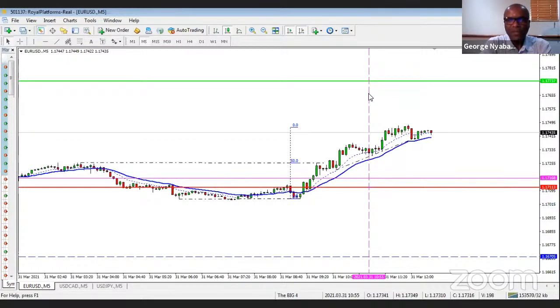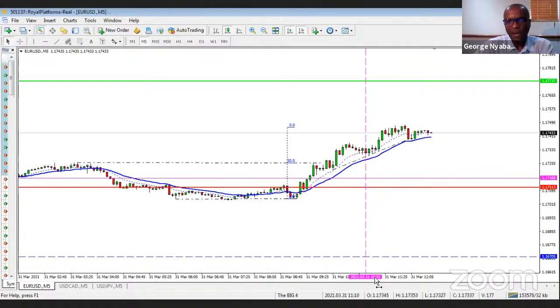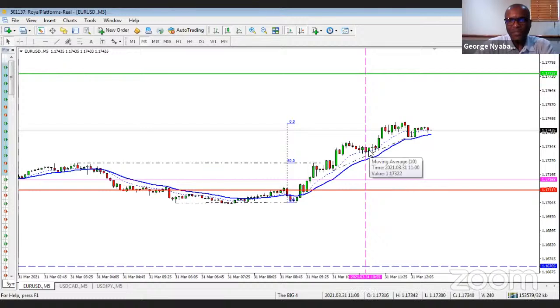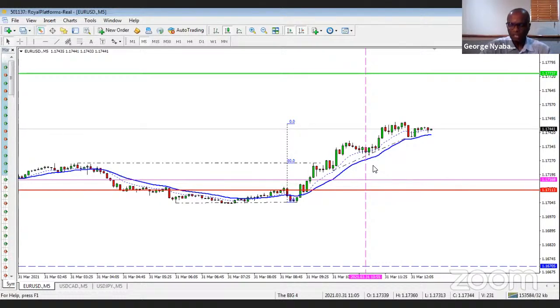So this is what I am looking at now. I've come into the market, and although you can see I've marked it at 10:55 on the MT4, I just want to see what actually happens with that very first candle of the day, just to see if I can get any indication of where the market is likely to go.